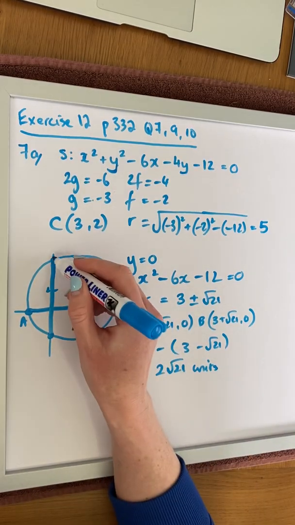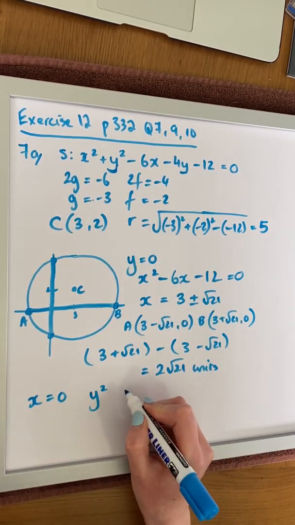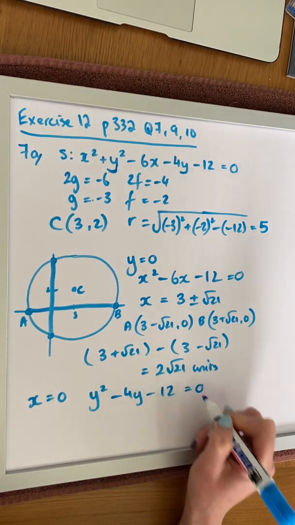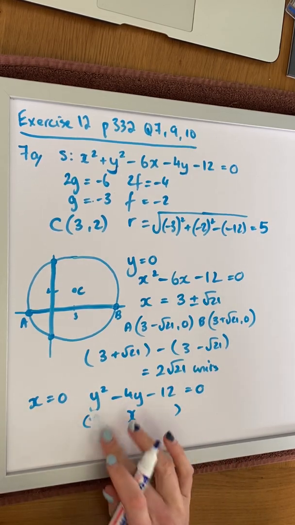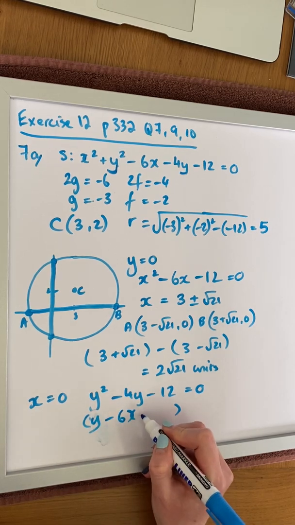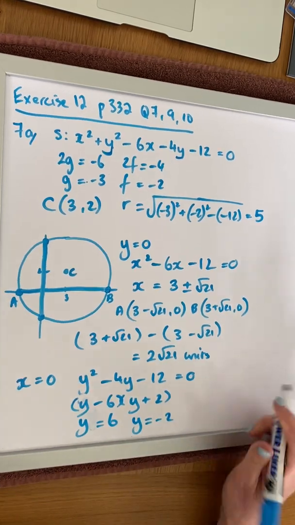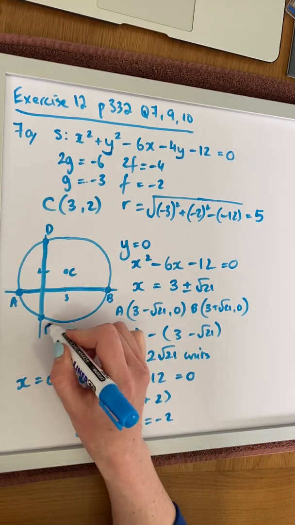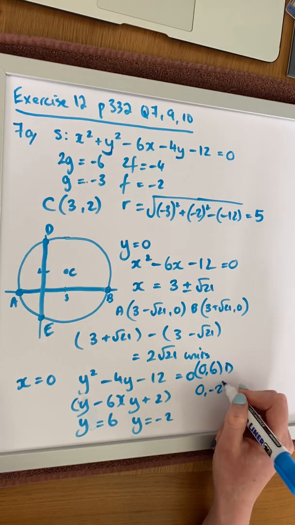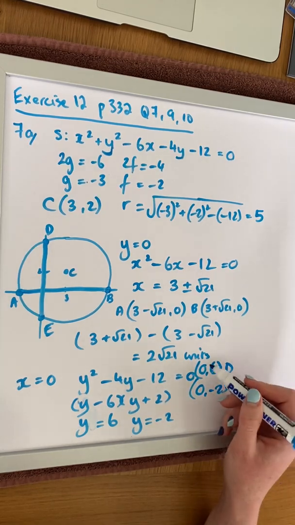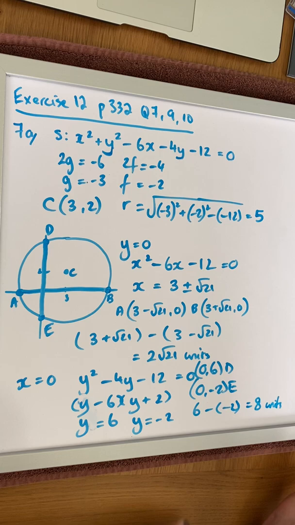We do the same then with y. This time we know that any coordinate on the y-axis will have an x coordinate of 0, so we are left with y squared minus 4y minus 12 is equal to 0. Now we can actually solve this using factors, so we have y minus 6 and y plus 2, which means y is equal to 6, y is equal to minus 2. So the two coordinates, let's call them D and E, are (0, 6) for D and (0, minus 2) for E. And again, for the length, we subtract E from D, so 6 minus minus 2, which gives us a length of 8 units on the y-axis.